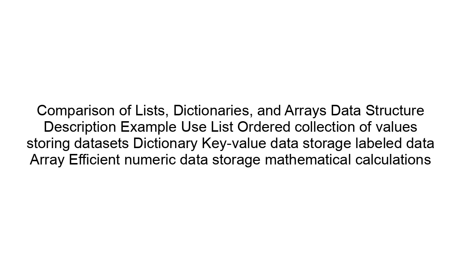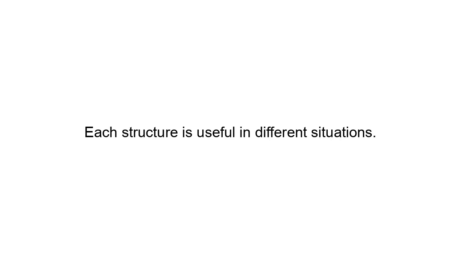Comparison of lists, dictionaries, and arrays. Data structure, description, example use. List: ordered collection of values, storing datasets. Dictionary: key-value data storage, labeled data. Array: efficient numeric data storage, mathematical calculations. Each structure is useful in different situations.